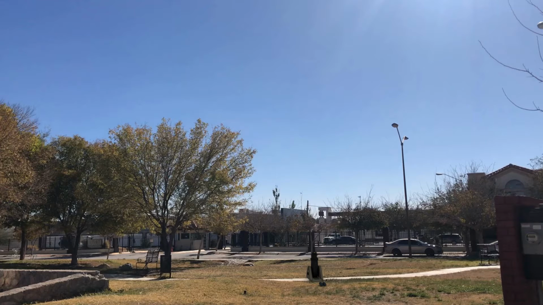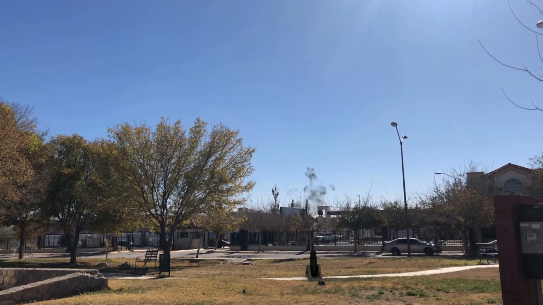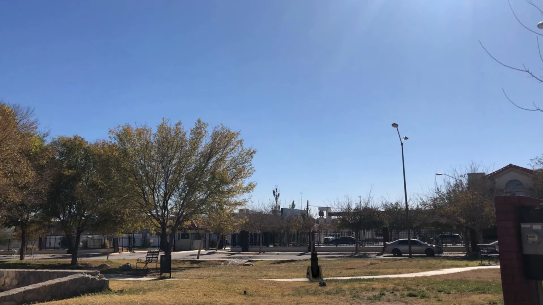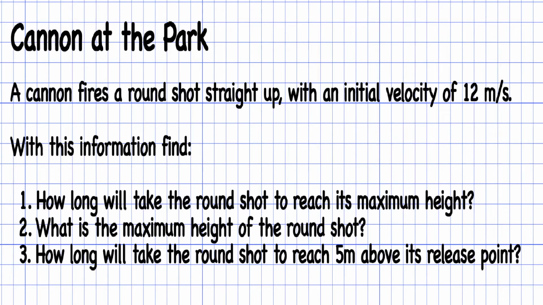So here we have a cannon at the park. This cannon fires a round shot along the vertical axis. What we will do in this video is to analyze the motion of the round shot based on some initial data and what we can figure from the clip. To begin with, the initial velocity of the round shot when it leaves the cannon is 12 meters per second.